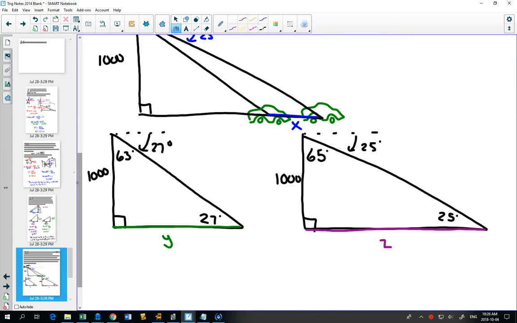Can you see that the green is that distance and that the purple is that whole distance? So I'm going to introduce another letter for that. I'm going to go z. Okay? And what do we know about z? So this question is very similar to the last one that we did. Z is equal to the x plus the y.